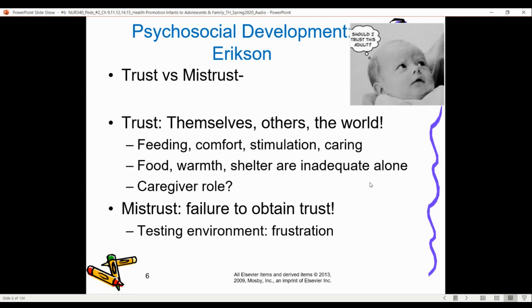So if they're hungry, they get fed. If they have a diaper that needs changed, somebody changes the diaper. We know that kids that just get the minimum, they get food and warmth and shelter, but they don't get that primary caring, holding, touch relationship with a primary caregiver, have trouble developing this trust relationship. And if this trust relationship doesn't develop, they have trouble moving through every other stage of development. So this one's an important stage for really being able to be a functioning adult.